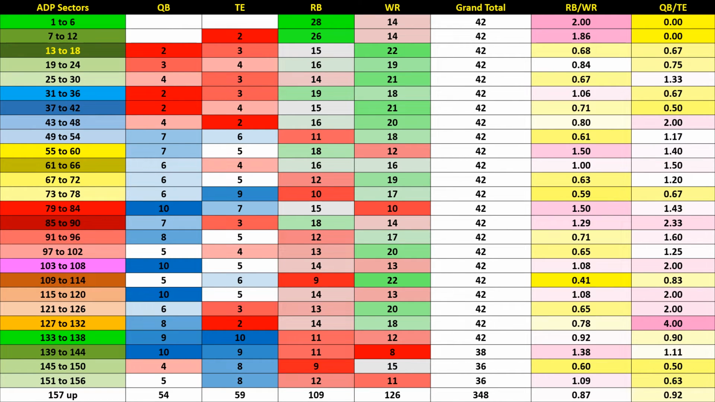at the 13th to 18th, 3 at the 19th to 24th, 4 at the 25th to 30th. So you can start getting, and of course I colorized low to high, so you can start seeing when a lot of attention is turned to quarterbacks, and we notice we start getting attention at the 49th to 54th pick, and certainly by the 79th ADP pick, we've got 10 quarterbacks that have been picked.